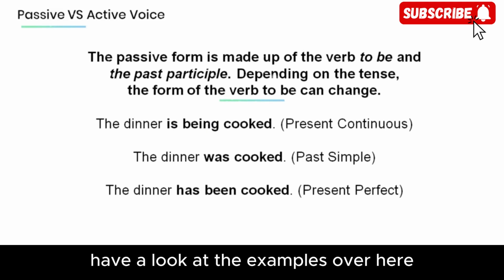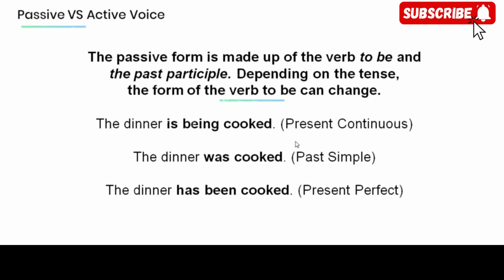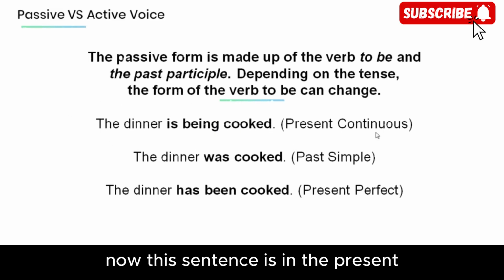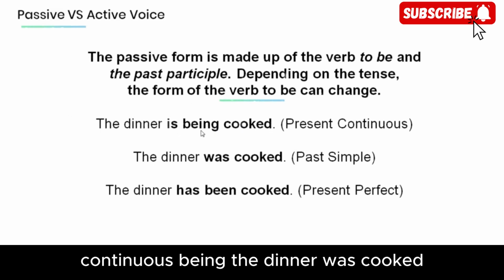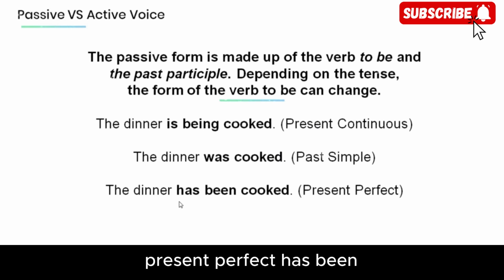Have a look at the examples over here. The dinner is being cooked. Now, this sentence is in the present continuous. Being. The dinner was cooked. Past simple. Was. The dinner has been cooked. Present perfect. Has been.